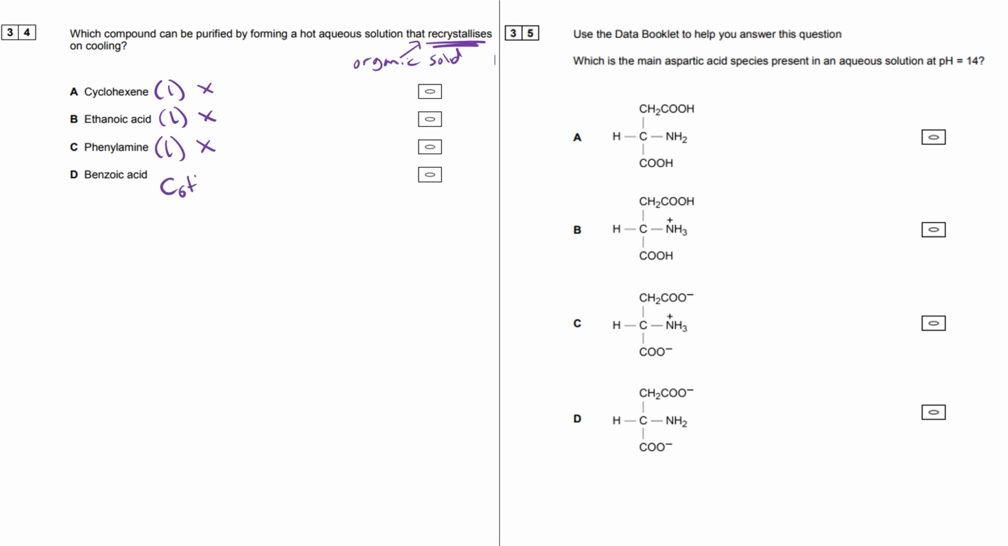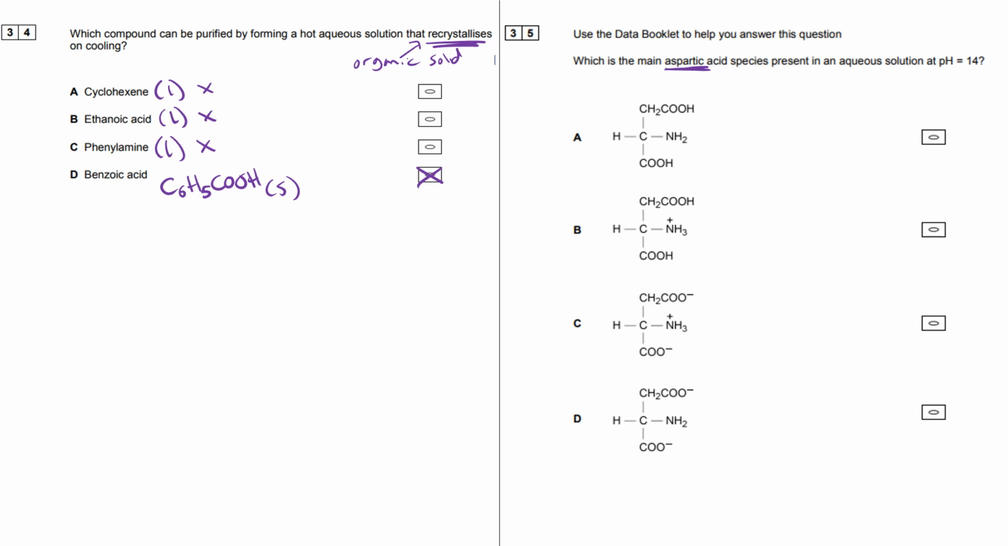Benzoic acid, C6H5COOH, is indeed an organic solid. So that would form a hot aqueous solution, soluble when hot but insoluble when cold, and can be recrystallized. And finally, question 35. Use the data booklet because you've got a diagram of aspartic acid there. What's the aspartic acid species present in an aqueous solution at pH 14?